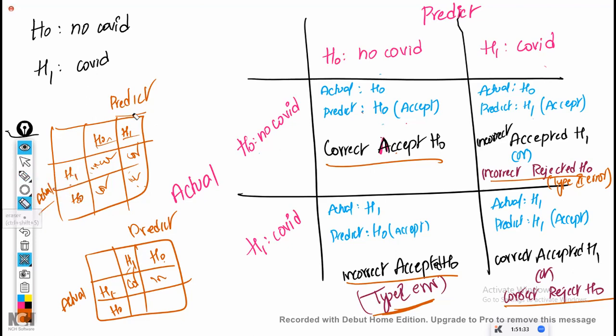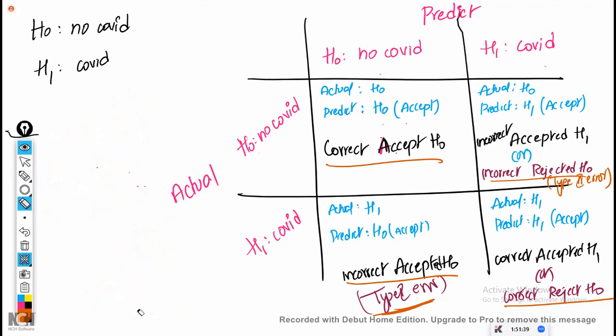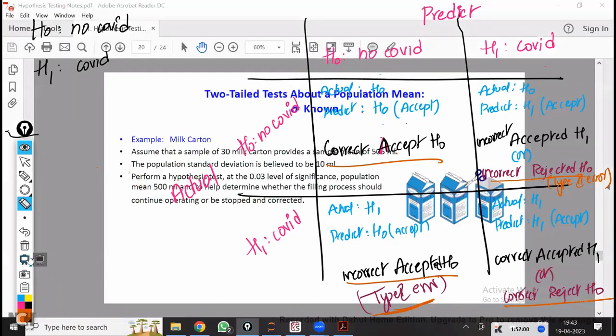But type 1 error is always fixed, irrespective of position. Type 1 error means incorrect acceptance of H0. Incorrect rejection of H0 is type 2. Fixed. Is that clear? Take the notes and ask whatever questions you have. If it is clear, practice.